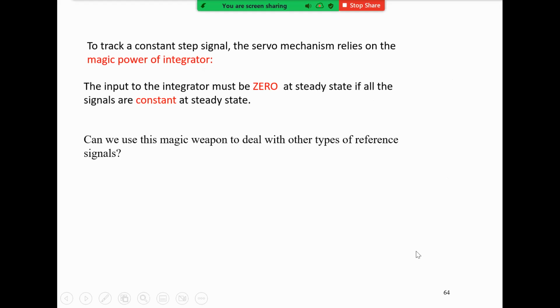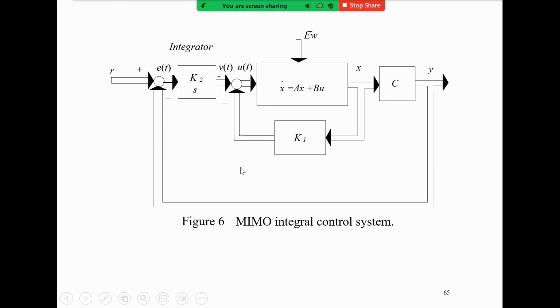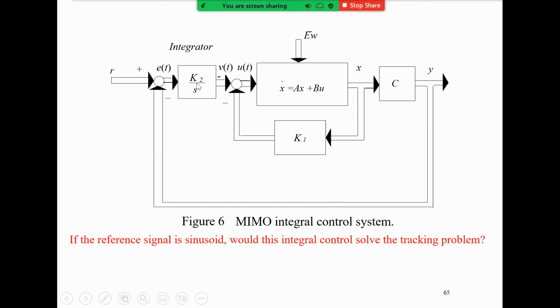Well, you may wonder. Now I only talked about the case when we try to follow some constant reference signal. How about other cases? What happens if the reference input is a sinusoid? Can we use the same way to deal with a sinusoid? If the reference signal is a sinusoid, can we just use this one to make the output follow the desired output? Or can we make the error signal go to 0?